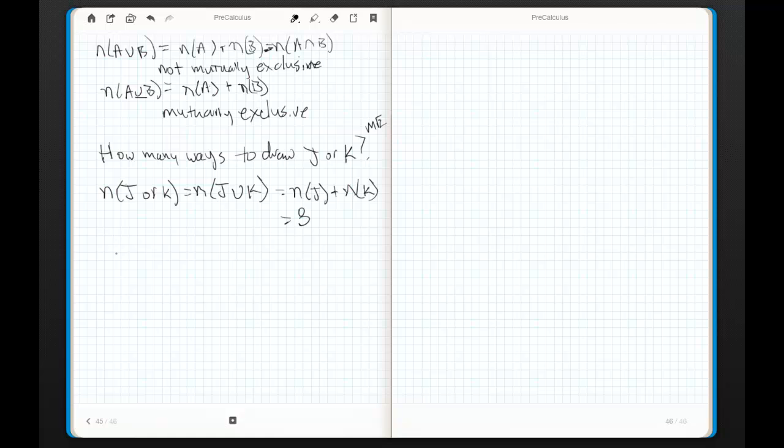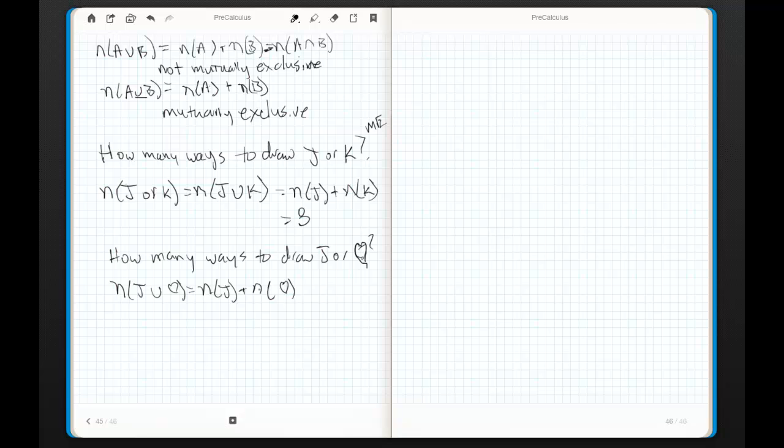Now, how many ways? Let's say, exactly the same process. We're going to draw a card out of a deck of cards. The number of ways to draw a jack or a heart. Now we have to ask ourselves, is it possible to draw a card and have it be a jack and a heart? Well, yeah, the jack of hearts is both a jack and a heart. So the number of ways to draw a jack union a heart is equal to the number of ways to draw a jack plus the number of ways to draw a heart.